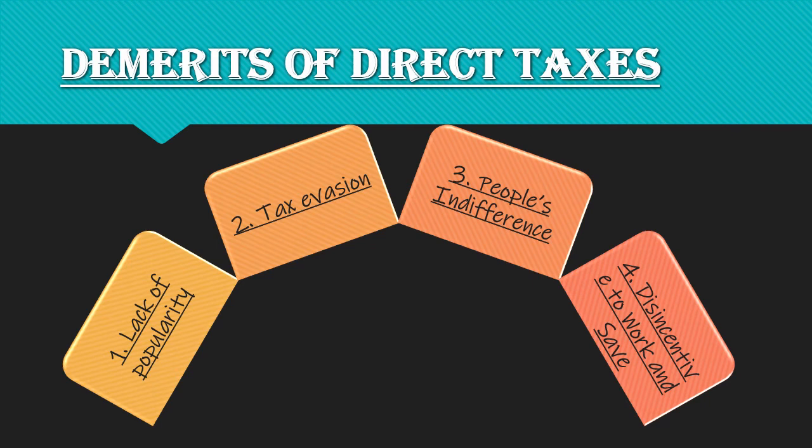Let's have a look on the third point. It is people's indifference. This is the third disadvantage of direct tax, that it does not develop the civic sense of those who do not pay such taxes. Like when a man directly bears the burden of a tax, he tries to know how the government spends the money. But those who are not directly affected by the burden of taxation remain indifferent as to the way the public expenditure is incurred. I mean, the person who is not paying the tax always takes for granted the services offered by the government.